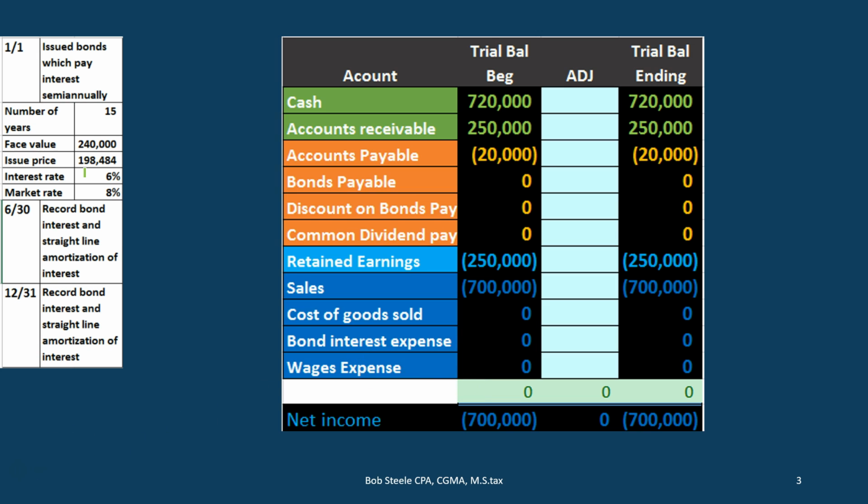So first thing we want to do is just discuss what a bond is, how it is compared to a note, and look at our information on this side. So we issued a bond which pay interest semi-annually. It's a 15-year bond. It's a semi-annual bond. It's going to have a face value of $240, and it's got an interest rate of 6%. These are things that are going to be on the bond.